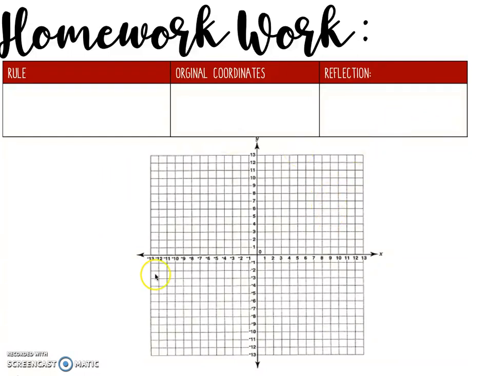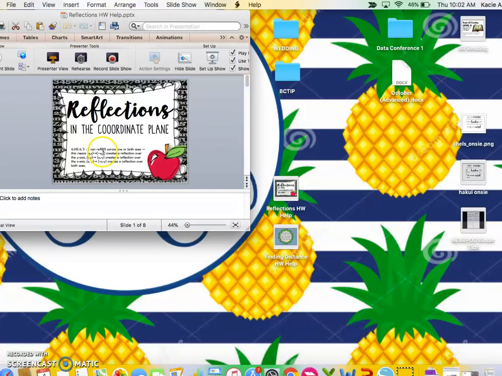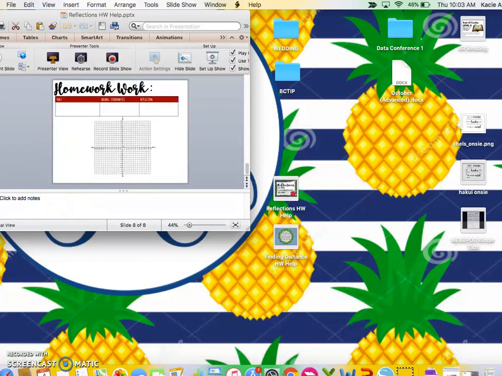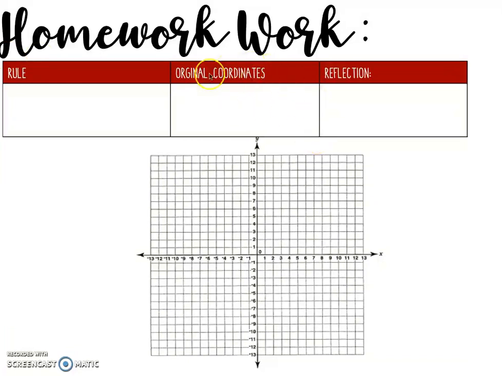And then we talked about how you can check your work on a graph. Graph those 2 points and make sure that if you're reflecting over the x-axis, the x-axis is going to run as a line of symmetry between those 2 points. Okay, so that's how to set up your homework. To get all the full credit for today, you will need to write the rule, the original coordinates, and your reflection. Okay.